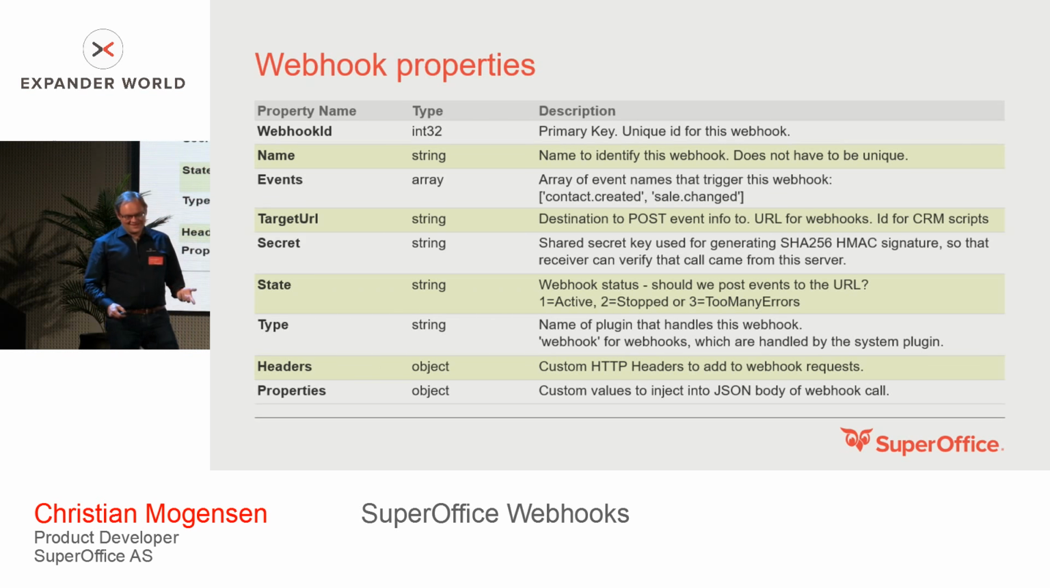There's the state of the webhook. A webhook is usually active. It means it'll fire. It can be stopped. It means don't send any more events, but keep the registration. And then there's too many errors. If the webhook target, the place that we're posting to, stops answering, or starts returning error messages, and it does that 10 times in a row, then we'll stop bothering you. We'll say, okay, never mind. You're obviously doing something else, so we won't bother you anymore.